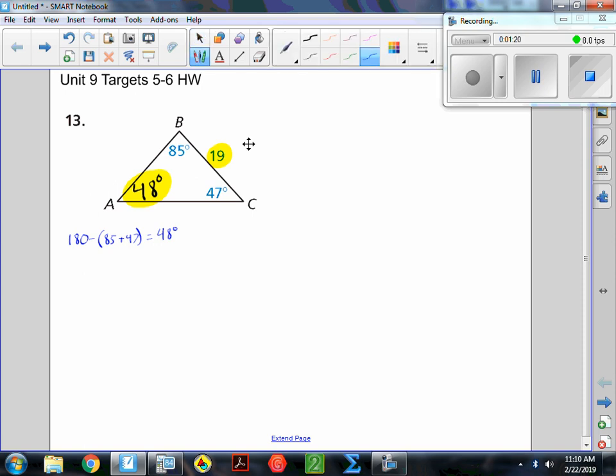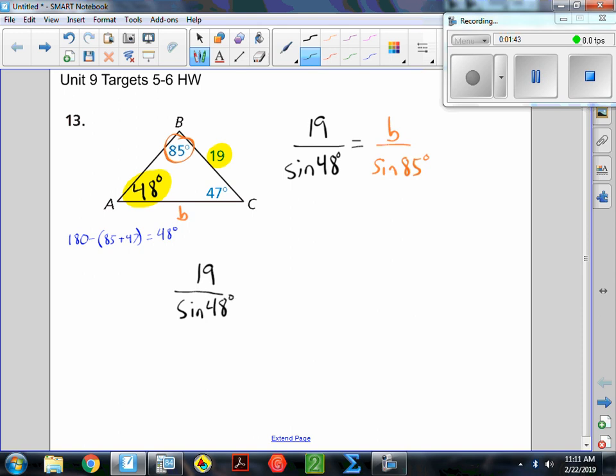and so I can use the law of sines. So using the law of sines, we're going to say 19, which is little a, side A, over sine 48 degrees. And that's going to equal B, side B, over sine of 85 degrees. I can also start this over and say 19 over sine 48, so side A over angle A, is equal to little c over sine of angle C. So that's how I set up both of those values to find B and C.